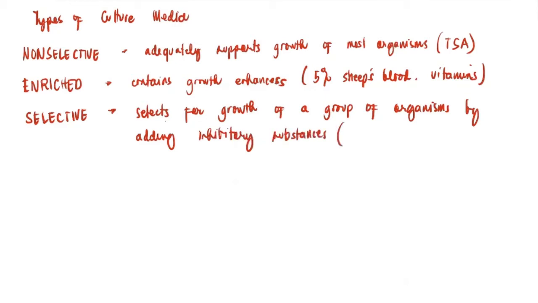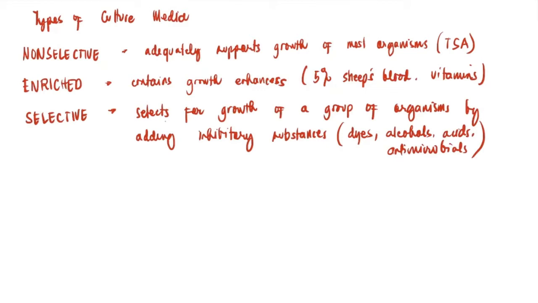Okay? Examples of inhibitory substances that we can add are dyes, alcohols, acids, or antimicrobials. So these are what we can incorporate into a selective media in order to prevent the growth of a certain group of organisms and only allow, or select for, the growth of a certain group of organisms. Okay?